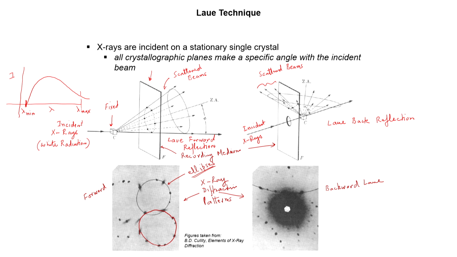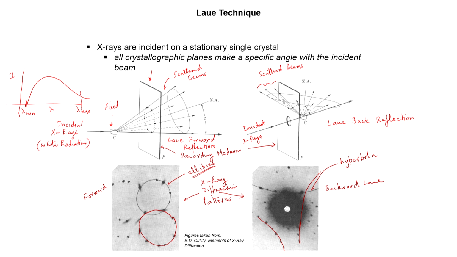Similarly, in the backward Laue, here is a set of points through which a line has been drawn. This is a hyperbola. So, these spots are lying on hyperbolas, and you can locate other hyperbolas as well, maybe something like this. So, you can find other hyperbolas on which the diffraction spots are lying.